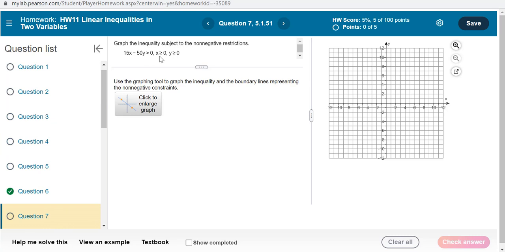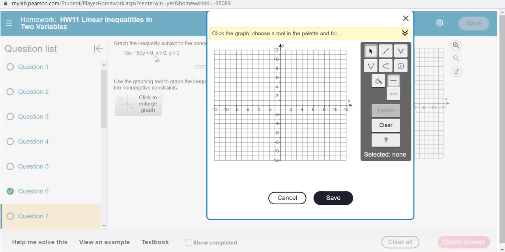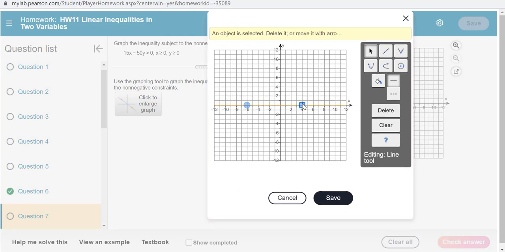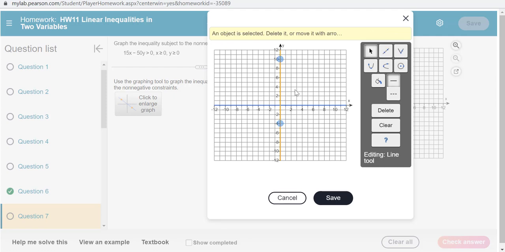Question 7, this is a good one to do as well. 15x minus 50y greater than 0. Now my x greater than or equal to 0, y greater than or equal to 0, I'm going to graph those first. So that would be everything above. And then I'm going to also graph x greater than or equal to 0, which would be everything to the right. So I'm stuck here in the first quadrant.